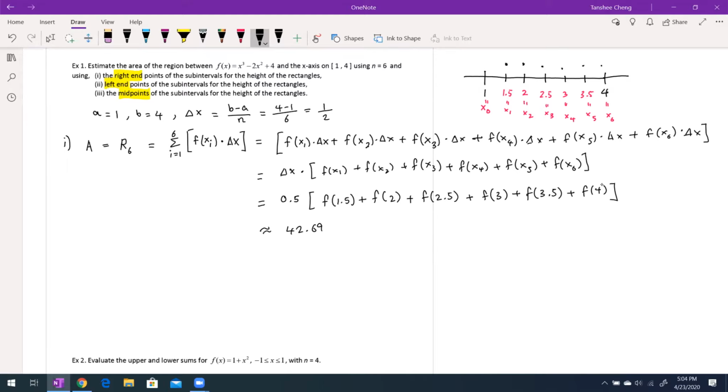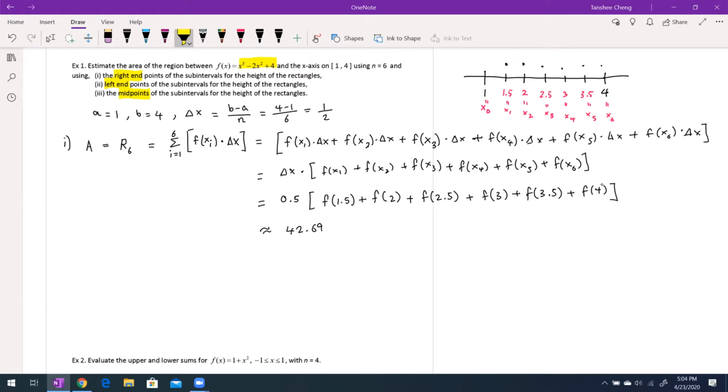So you just added all of your x and then you multiplied that by 0.5? Yeah, I added all my function values. What is my function value? I basically substitute this 1.5 into this function, this formula right there. So the first one that you're going to be substituting is 1.5 to the third power minus 2 times 1.5 to the second power plus 4. That will give you a value.